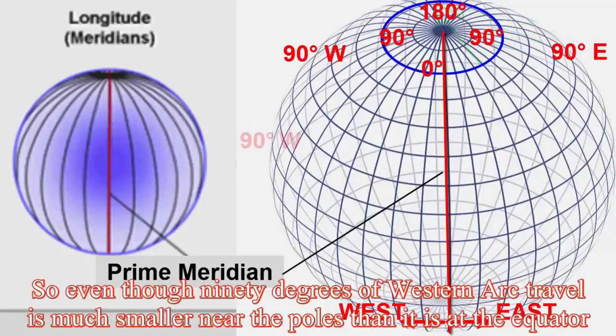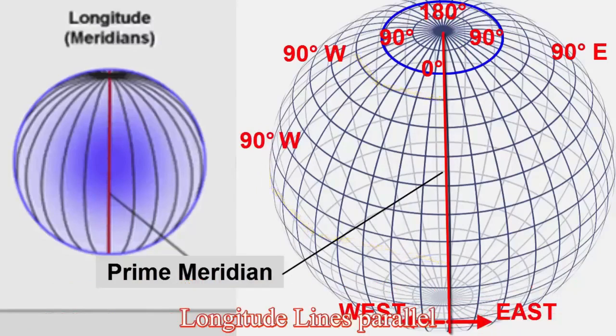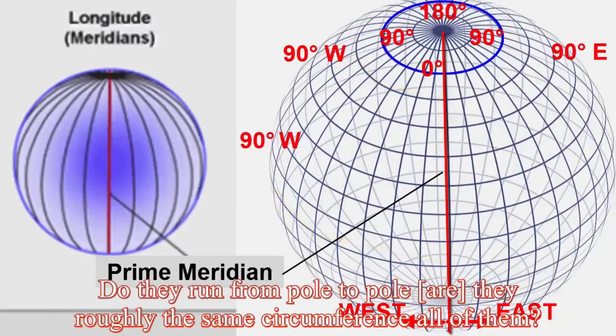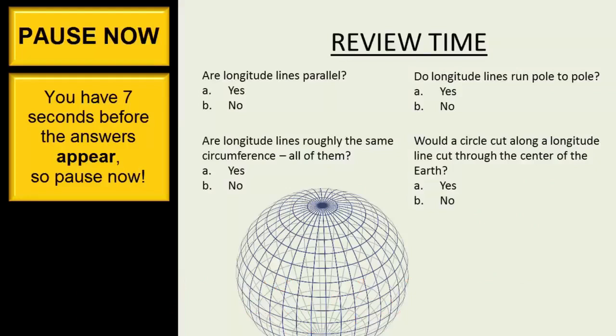So even though 90 degrees of western arc travel is much smaller near the poles than it is at the equator, we can still accurately locate our east-west position by an angle measurement of longitude. Are longitude lines parallel? Do they run from pole to pole? Are they roughly the same circumference, all of them? Would a circle cut along a longitude line cut through the center of the Earth? Pause now.